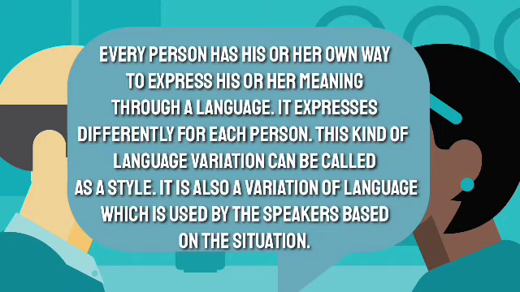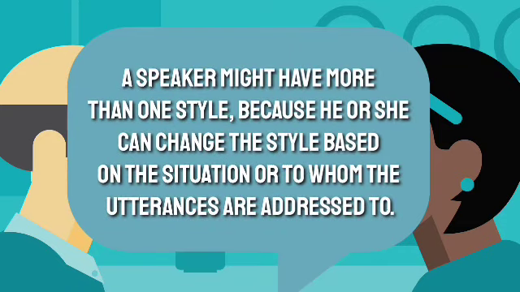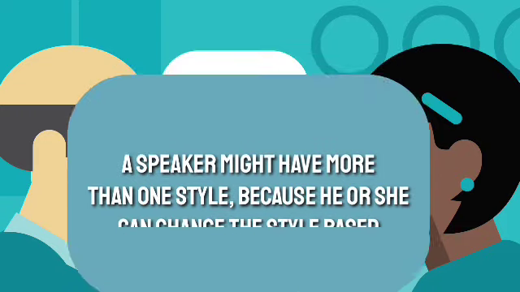Every person has his or her own way to express his or her meaning through a language. It is expressed differently by each person. This kind of language variation can be called a style. It is also a variation of language, which is used by the speakers based on the situation. A speaker might have more than one style because he or she can change the style based on the situation and to whom the utterances are addressed.